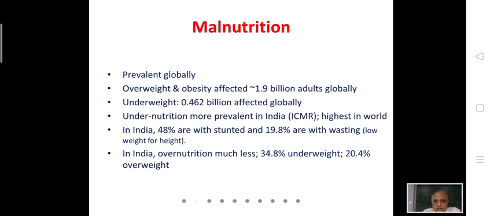In India, overnutrition is much less. 34.8% are underweight, 20.4% are overweight. Overnutrition is much less because most of the people, half of the population, is underweight.